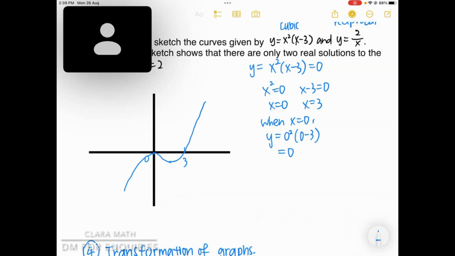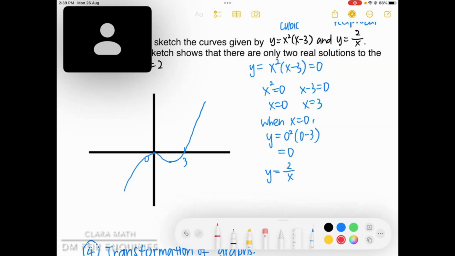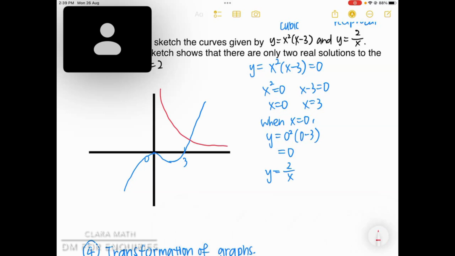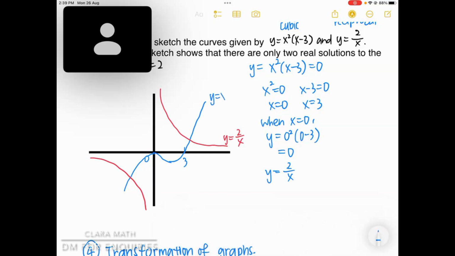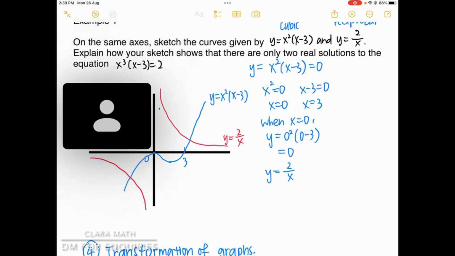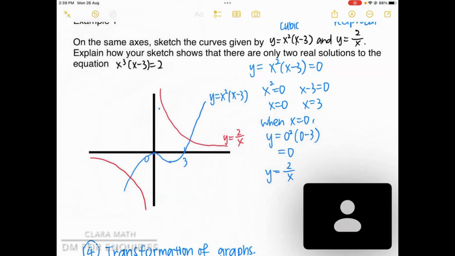Okay. Then for the other one, y equals 2 over x. That's the reciprocal graph. Let me change color. It will be like this and like this, right? Y equals 2 over x, the basic shape of it. Y equals x squared. So they want you to explain how your sketch shows that there are only 2 real solutions.